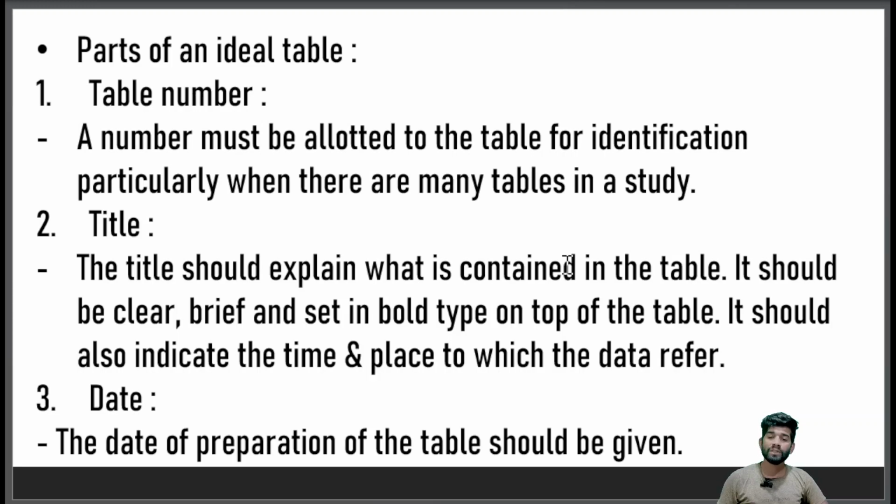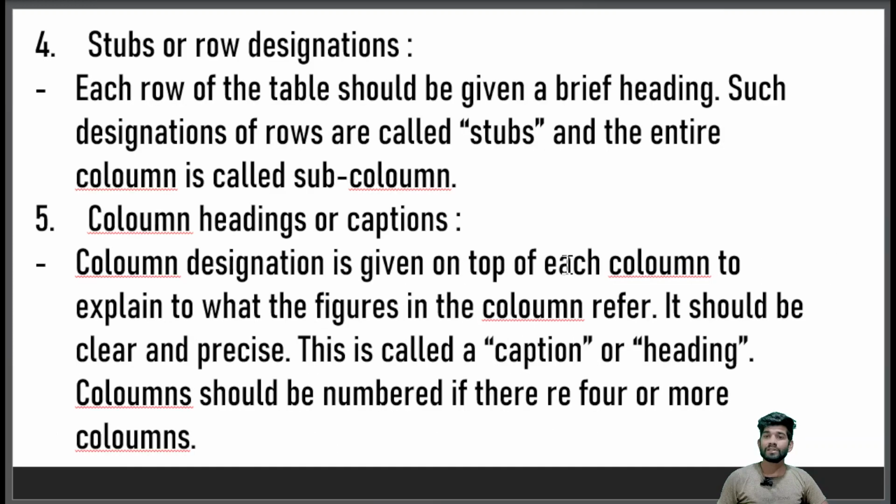Then the third one is date. The date of preparation of the table should be given. When the table is prepared, the date should also be given. Stubs or row designations. Each row of the table should be given a brief heading. Such designations of rows are called stubs, and the entire column is called the stub column.